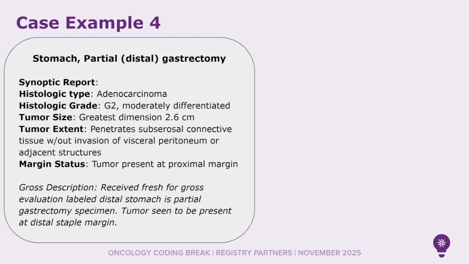Case example 4 is a partial distal gastrectomy, which is an adenocarcinoma moderately differentiated. The tumor penetrates subserosal connective tissue without invasion of visceral peritoneum or adjacent structures. There is tumor present at the proximal margin. The gross description states that it was received fresh for gross evaluation, labeled as distal stomach, is partial gastrectomy specimen, and tumor is seen to be present at the distal staple margin.